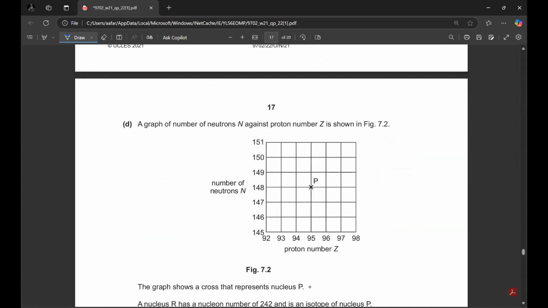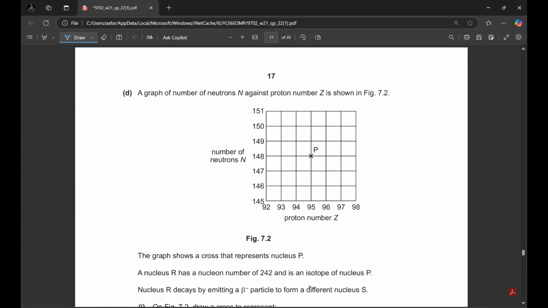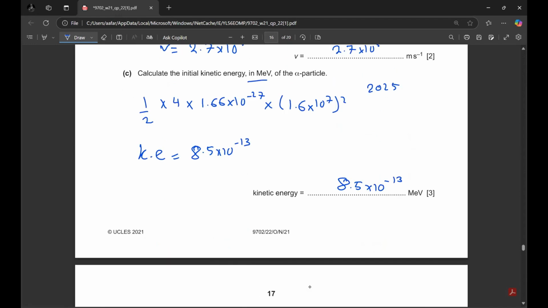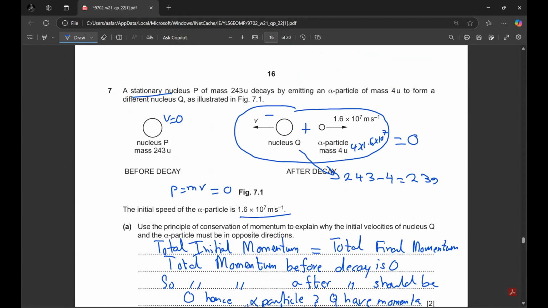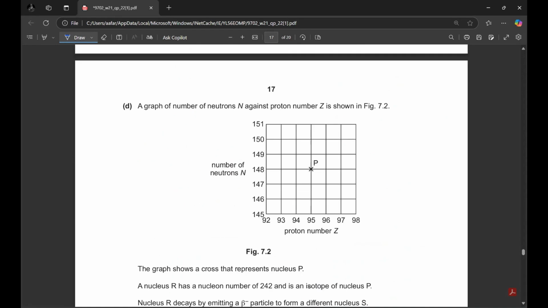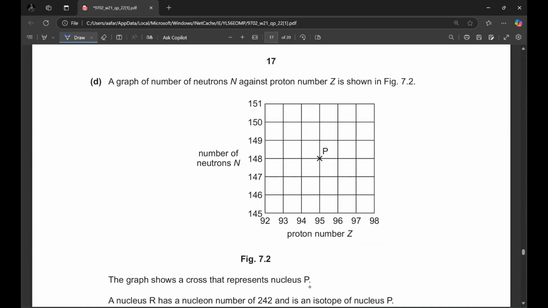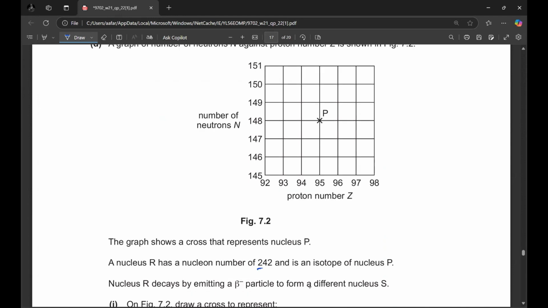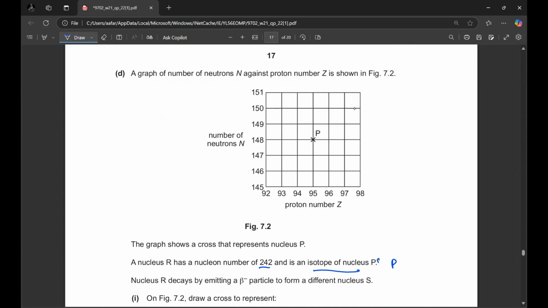The graph of number of neutrons N against proton number Z is shown. The graph shows a cross that represents nucleus P. Okay, so we check: 95 and 148 should add up to 243. Yes. A nucleus R has a nucleon number of 242 and is an isotope of nucleus P. That means it has the same proton number and a different neutron number.